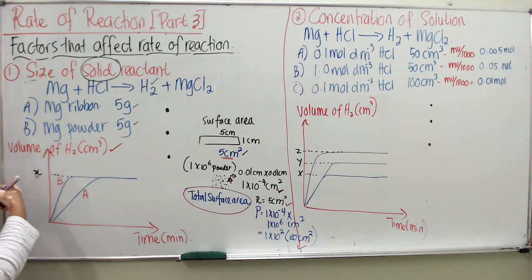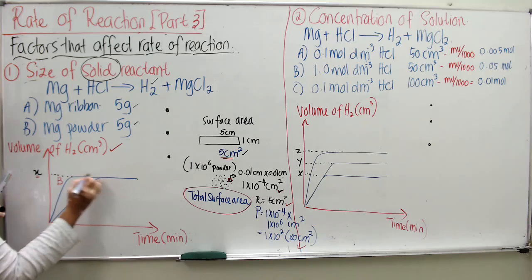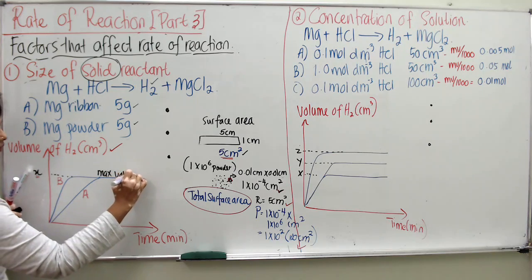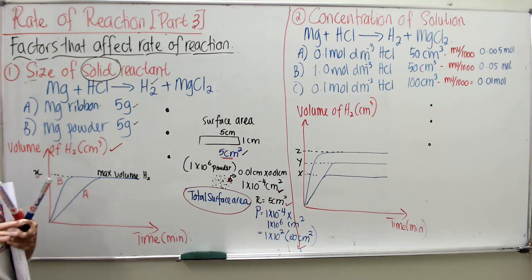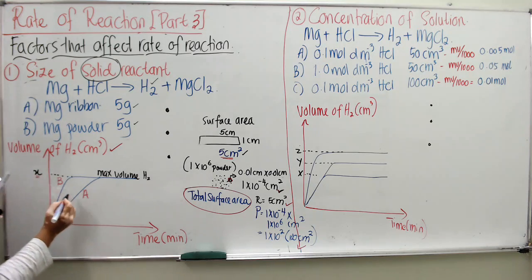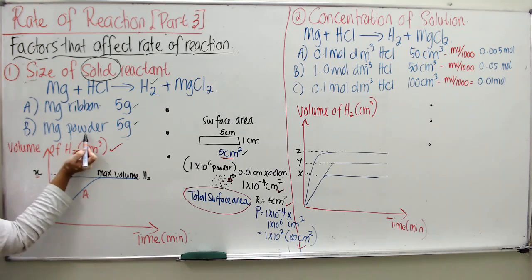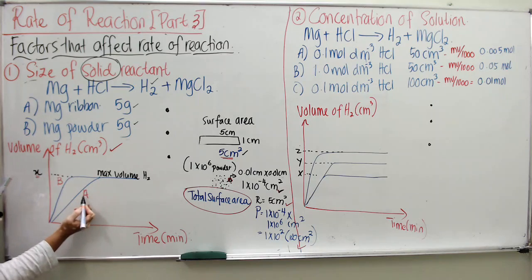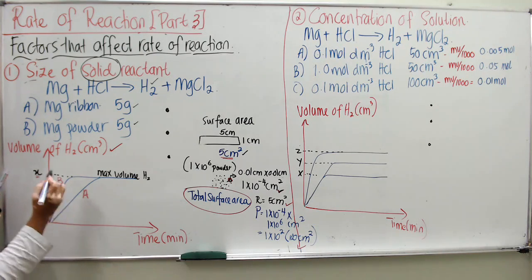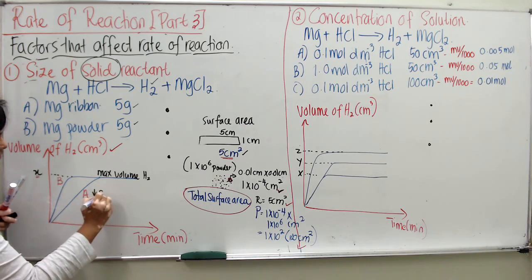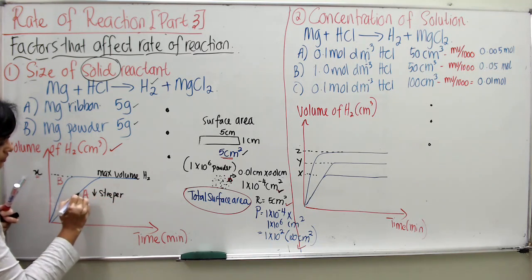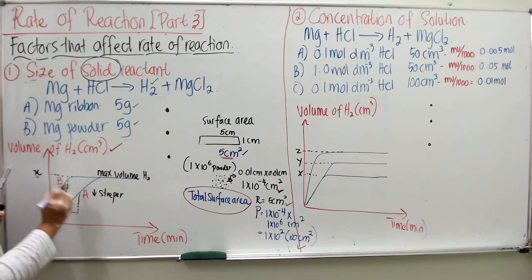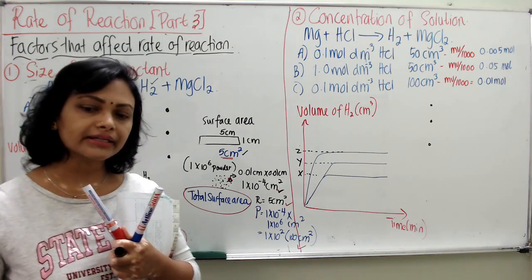But here when you look at the graph, even though both have the same height, that means this shows the maximum volume of hydrogen gas collected. So that's not your main worry. Now you can see the steepness of graph. That means B, which uses powder, has produced this graph, and experiment A using ribbon has produced this graph. So you can see that the gradient of A is less steep compared to the gradient in B.